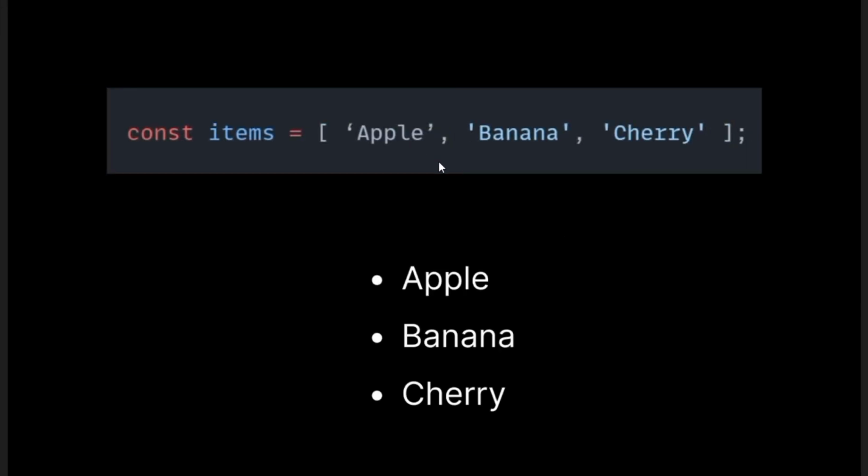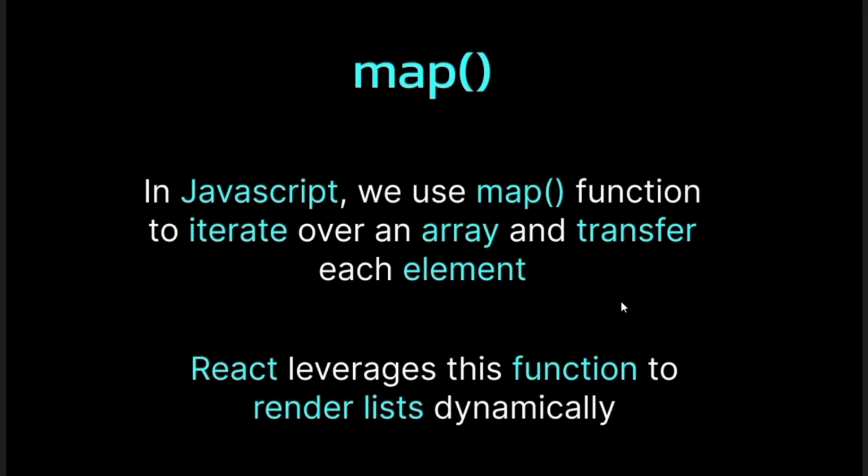So a lot of times हमें list of items को dynamically display कराना पड़ता है like this. So for this case, React इसे display कराना बहुत easy बना देता है with the help of map function. So let's understand what is map. In JavaScript, we use map function to iterate over an array and transform each element. React leverages this function to render list dynamically.